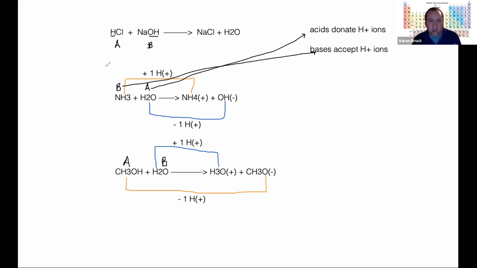And in the cases of these that we just did, where none of the substances look ionic, you might have been fooled by the OH group here on the methanol, but that's not actually a hydroxide group. This is a molecular compound. These are all covalently bonded together. And so from that perspective, this actually acts like an acid and gives that H plus away, and the water acts like a base.